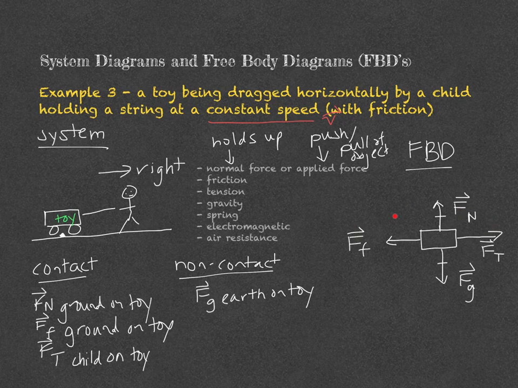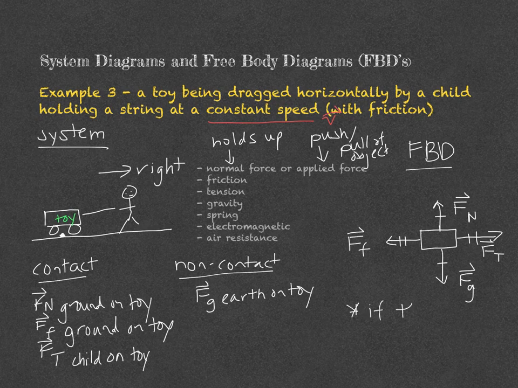So my force of friction pulling backwards and the force of tension pulling forwards are equal to each other. Since I already used a single dash, I'm going to show that these are equal to each other, but not necessarily the same as these ones going up and down. So they're equal in magnitude. I just put a double dash on them.